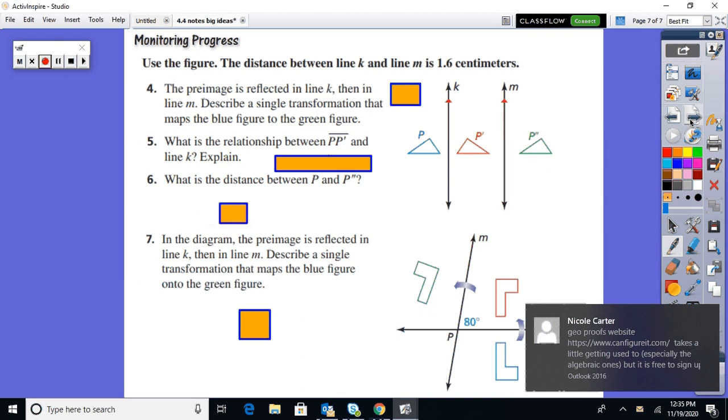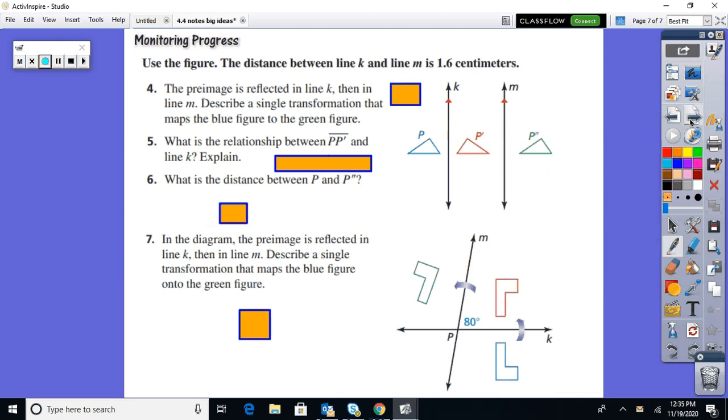All right, and wrapping things up today, how else they could ask you, using the figure, the distance between line K and M is 1.6. So the distance between these two lines is 1.6. On our GeoGebra, it was 4. We had one from 2 to -2. So 1.6 is going to mean, okay, well, describe a single transformation that maps the blue to the green. Well, you're just going to double it, guys. You're going to move it. You're going to translate it 3.2 units.